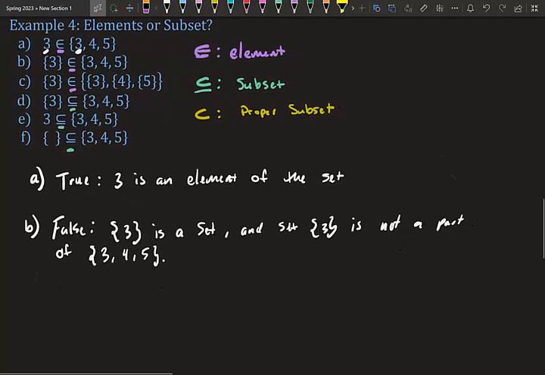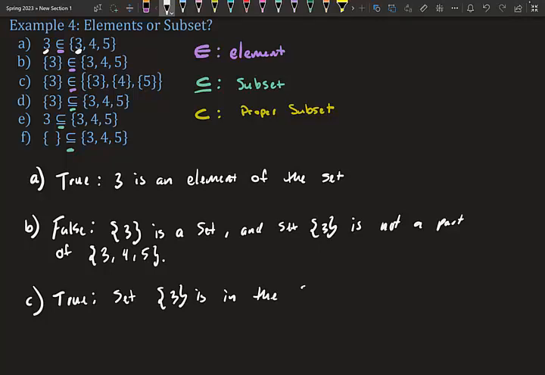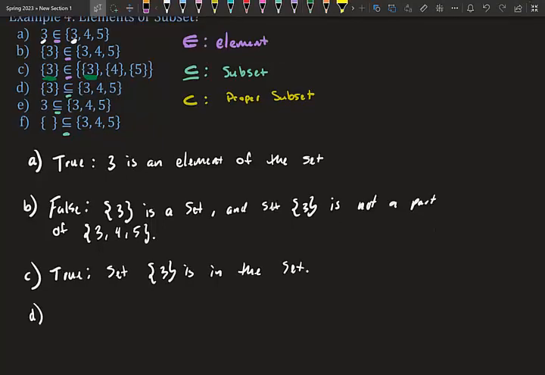All right, part C. Is set 3 an element of set 3, set 4, set 5? You see how it looks different now? And now it works. It does work for us. So it is. We have set 3, set 3. They exist.